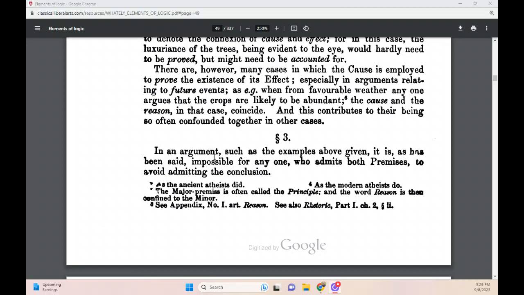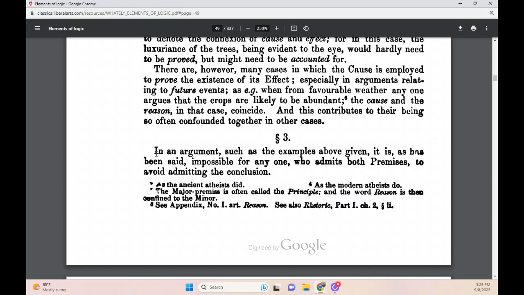In an argument, such as the examples above given, it is, as has been said, impossible for anyone who admits both premises to avoid admitting the conclusion. This really is the key to the art and science of reasoning. This is why it's so important, why it's so powerful.